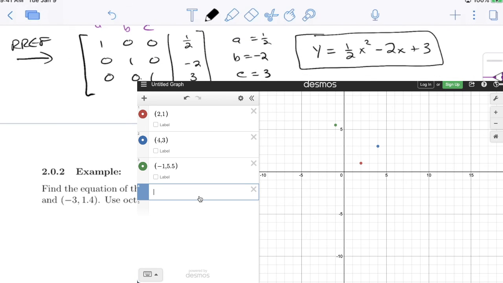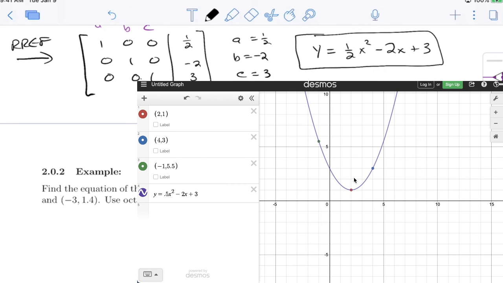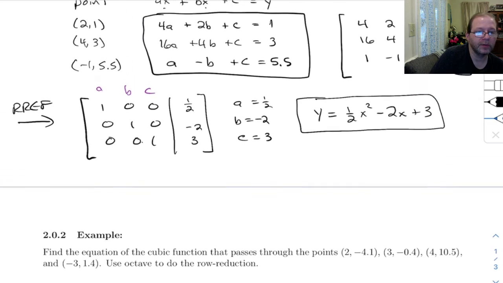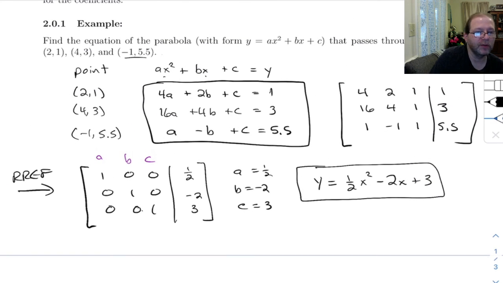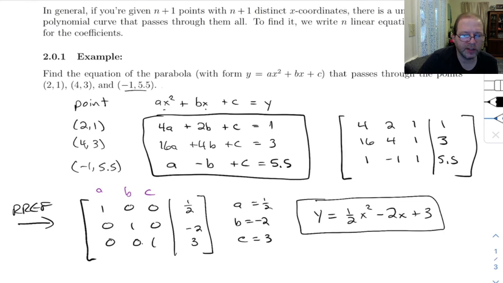Let's put that in. Y equals 1/2 x squared minus 2x plus 3. And sure enough, that goes through all 3 of those points. One of them happened to be the vertex, it looks like. So that's an example of fitting 3 points to a parabola. All right, but we'll do the next example in the next video.